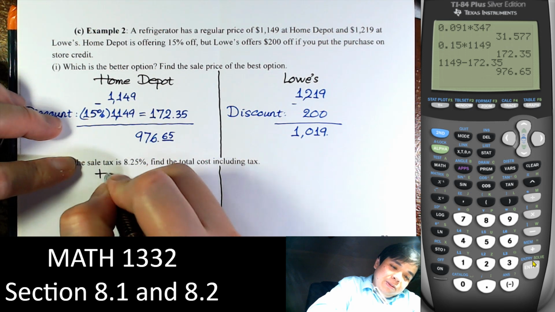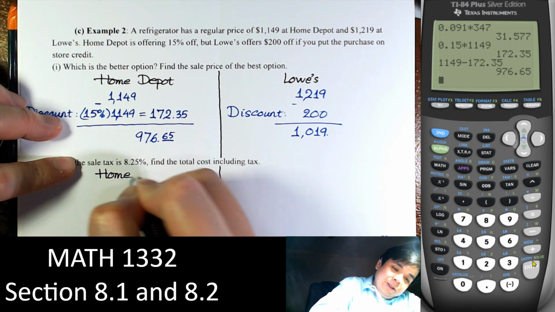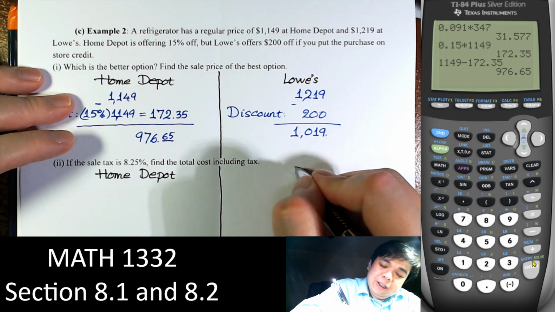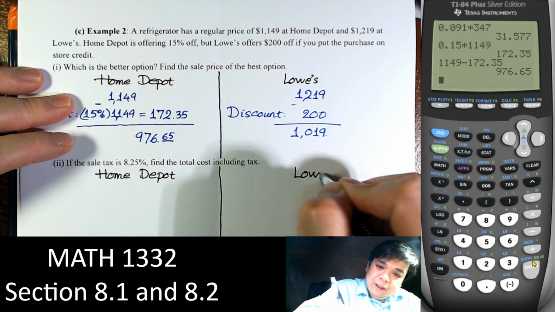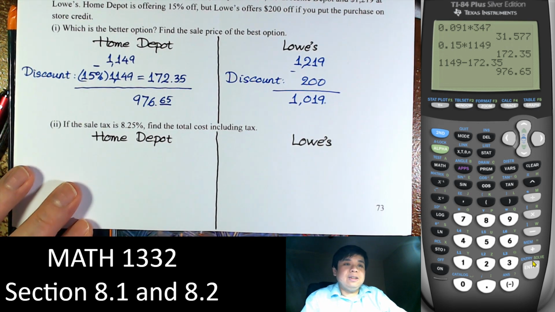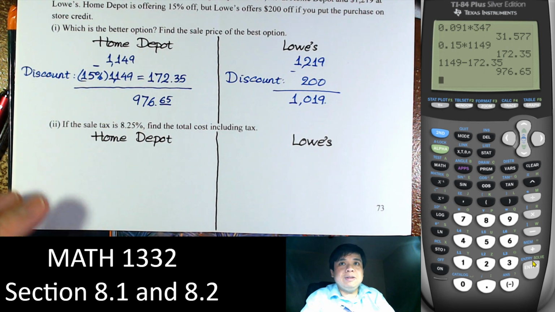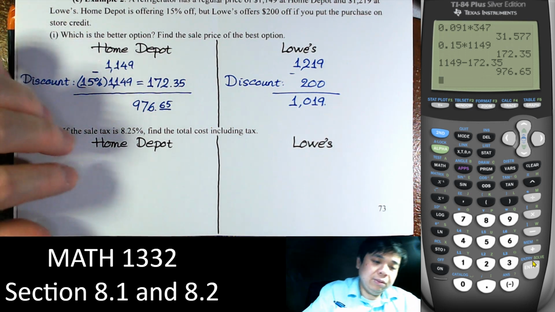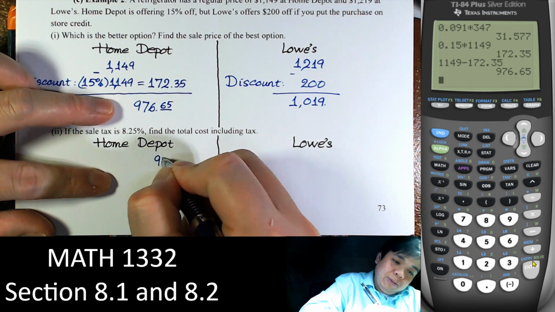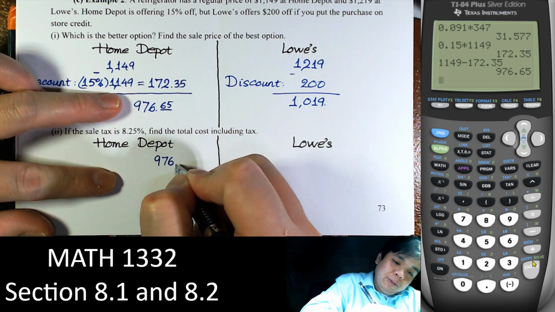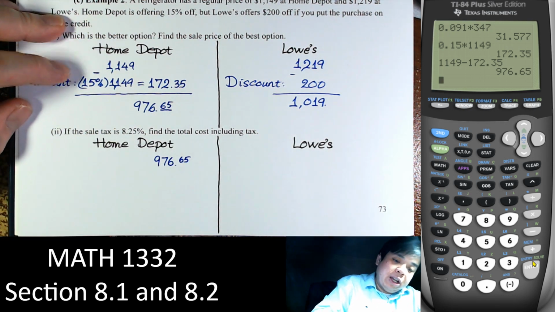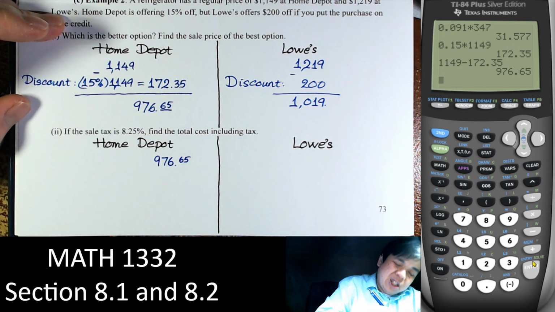So we have that, which is the sale price now. Now we need to calculate the sales tax of 8.25%.